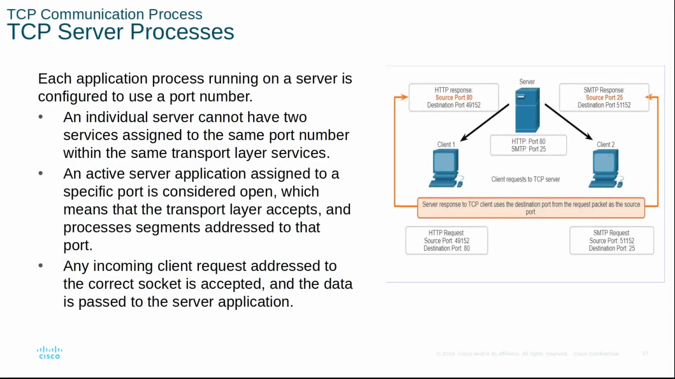So every single application process running on a server is configured to use a particular port number. Individual servers can't have two services assigned to the same port number on, well, the same server, right? Just can't happen. Active server applications are assigned a specific port, and that's considered open. So it's accepting requests on that port. Any incoming client request addressed to that port is accepted, and then the data is passed to the server application, processed, and a response is formulated.